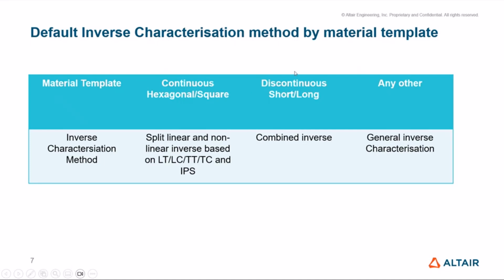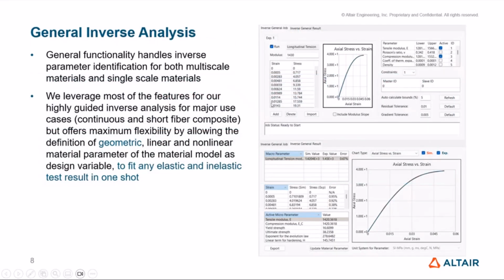We had something similar for the discontinuous, which is this combined inverse. Here we optimize the geometric parameters of a unit cell and the elastic and inelastic parameters in one shot, since for that material and with these characteristics, it proved to be more useful. What we were missing was some kind of general inverse characterization approach for any other material. That's added now. So any other material template besides these two supports this general inverse characterization. What does general inverse mean?